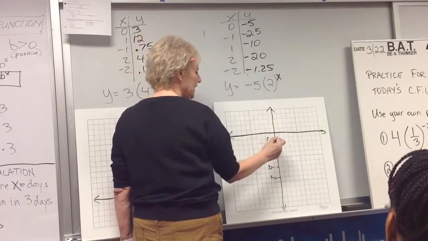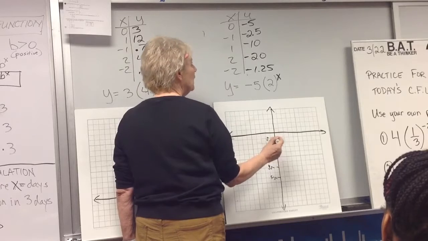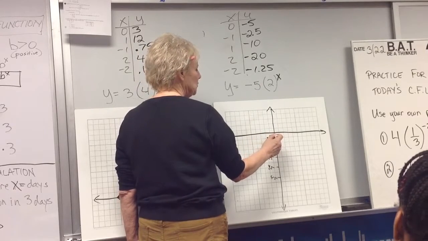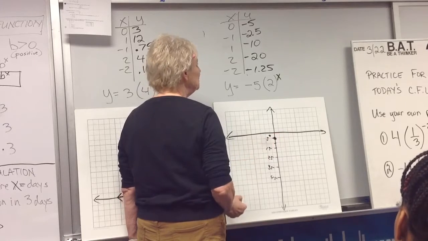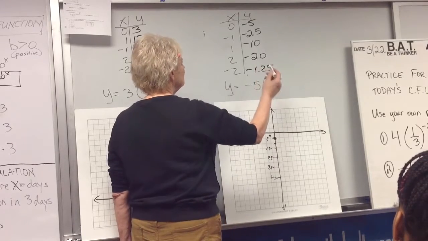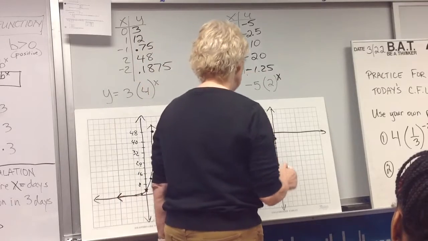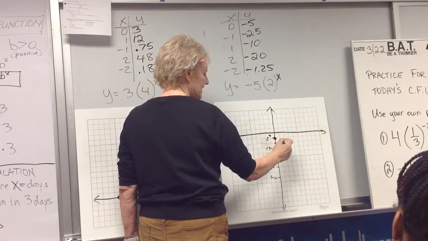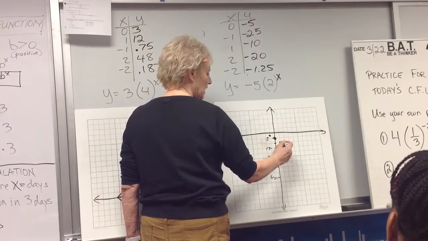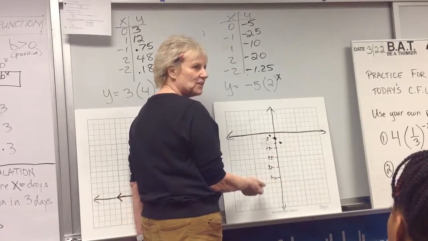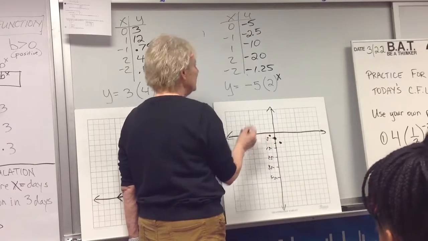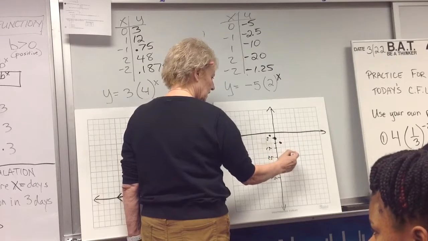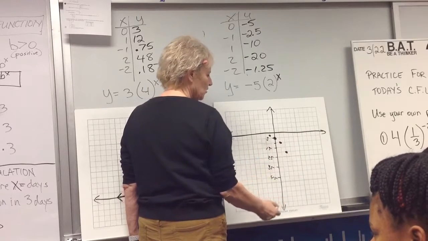Okay, 0, negative 5. Negative 1, negative 2.5. Well, 2.5 is halfway between 0 and 5. That's right. Okay, 1, negative 10. Now you can already tell where it's going to curve. It's going to come around this way. Okay, 2, negative 20. Seems like I should have spread them out a little more.